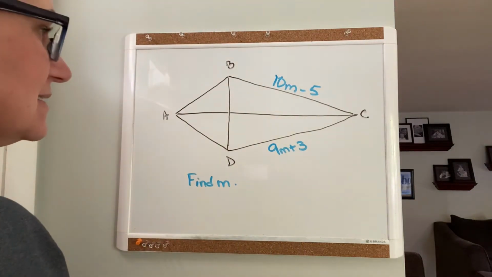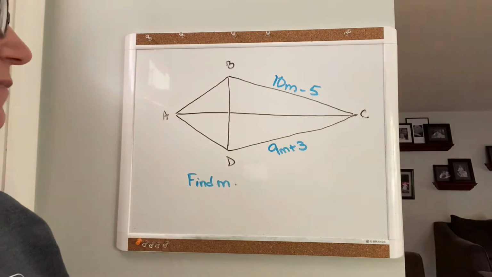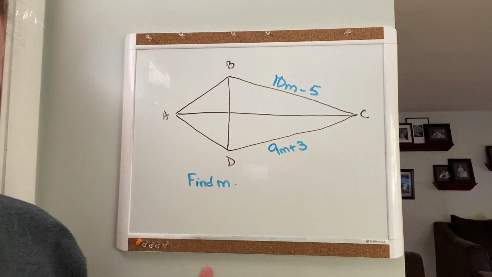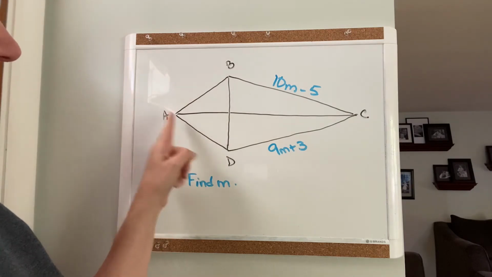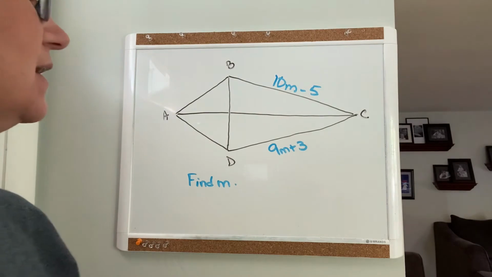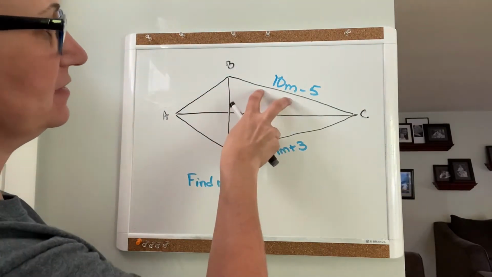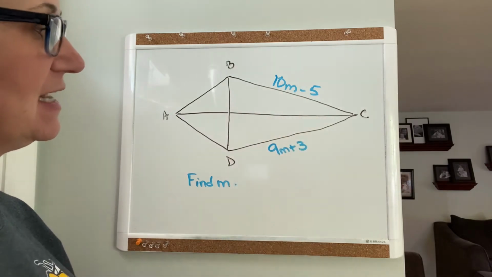Okay, Math 10, your last example with respect to trapezoids and kites. I didn't write it on here, but on your homework, I physically tell you in kite ABCD. So this is a kite, even though my drawings aren't very good. I tell you that this side BC is 10m minus 5 and DC is 9m plus 3, and I ask you to find m.